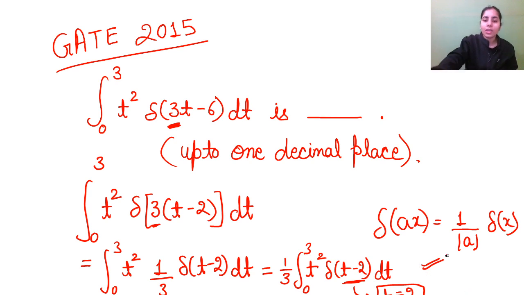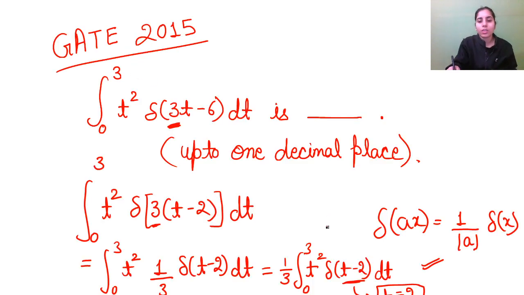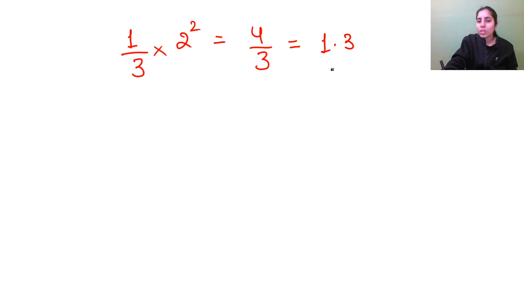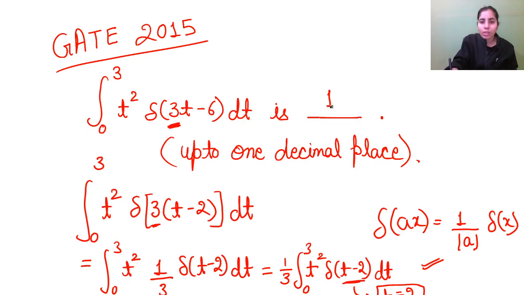What is our property? Property says that you can directly write the value of the function at that point. What is the function here? That's t square. So that's going to be 2 square because the value is 2 here. So it's 2 square, which will be 4 upon 3, which means 3 ones are 3 and 3 threes are 9. Because we just want to get it up to 1 decimal place, it's going to be 1.3, which will be our final answer.